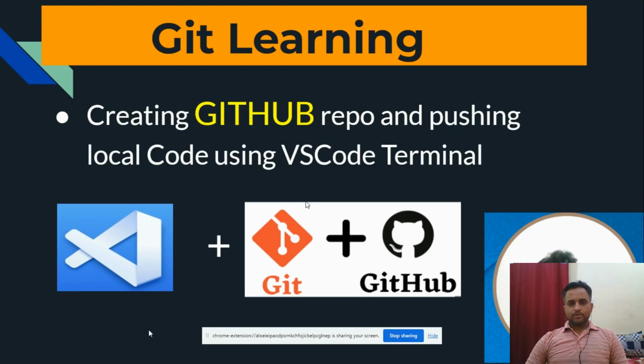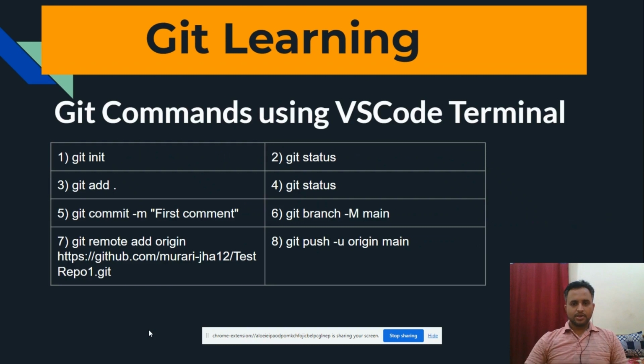In this session, I will show you how you can create a repository and how you can push whatever local code you have with the help of the Visual Studio Code terminal. These are the basic steps that you need to follow. First, you have the 8 commands that are required to create the Git repository and push whatever code you have in the local system.